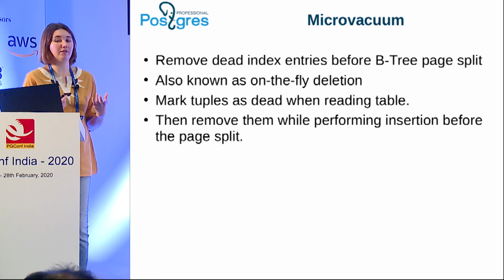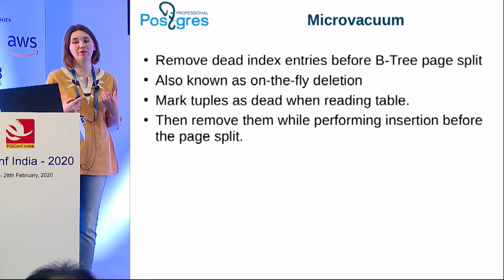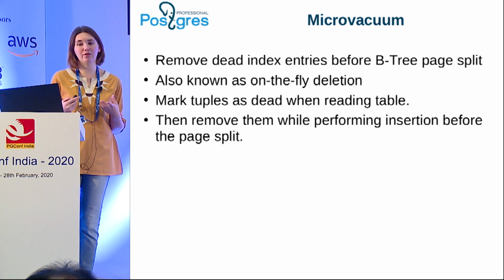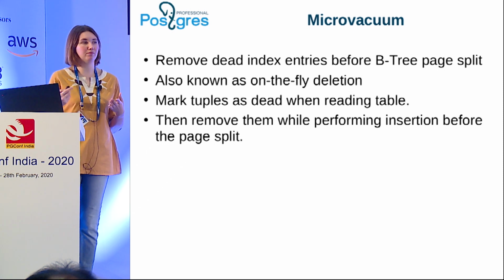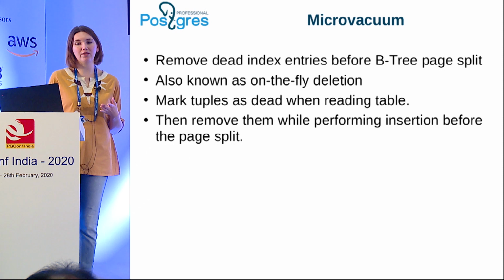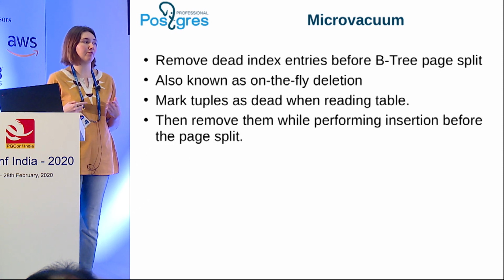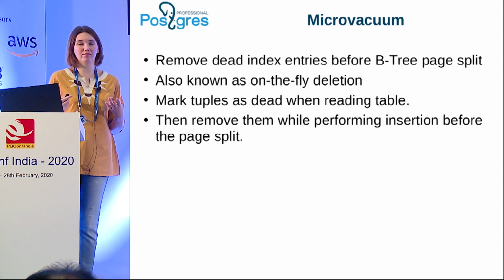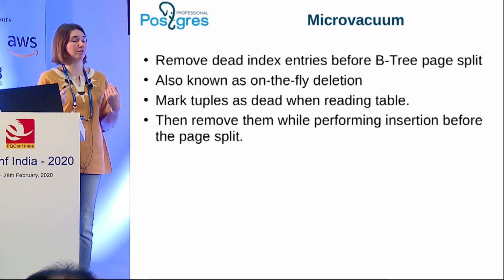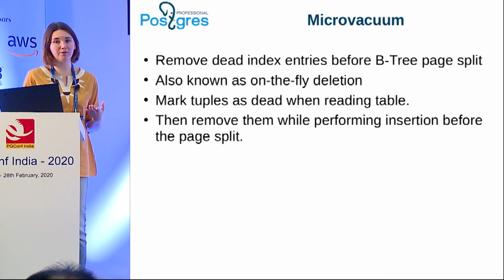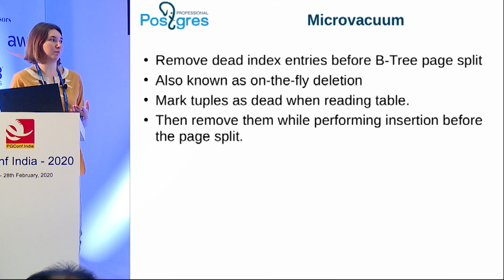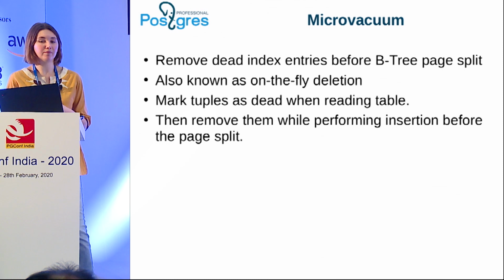After that, when we want to insert some new key on this full page, before we do a page split, we can check whether it has any garbage. And we can remove those tuples. We shouldn't wait for a real vacuum operation. We can remove them while inserting an entry. Thus, we can avoid an unnecessary split, make room for the new entry, and avoid index bloat.